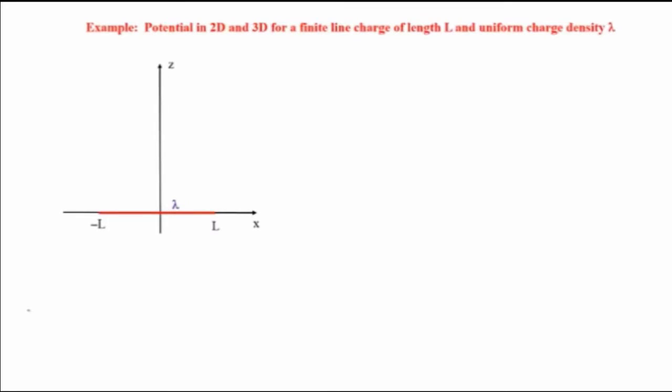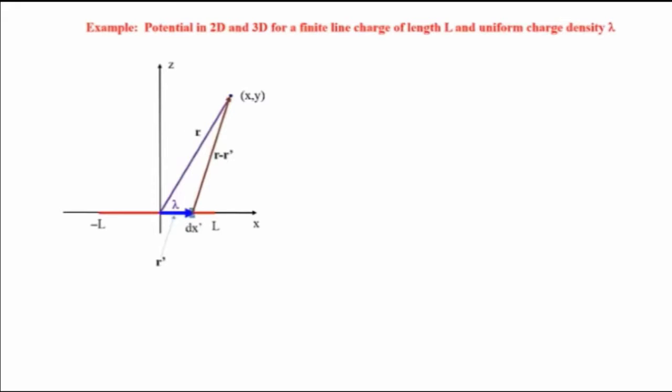So here's the setup for finding the potential of a finite line charge of uniform charge density. We looked at the field and the potential along the z-axis, right in the middle of this line charge. Now what we'd like to do is examine the potential at a point off the axis, and see if we can also extend this to 3 dimensions. So what we need are the vectors.